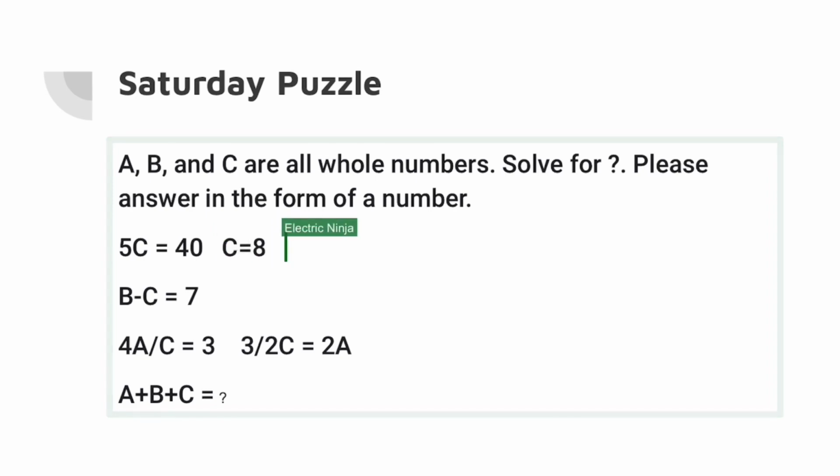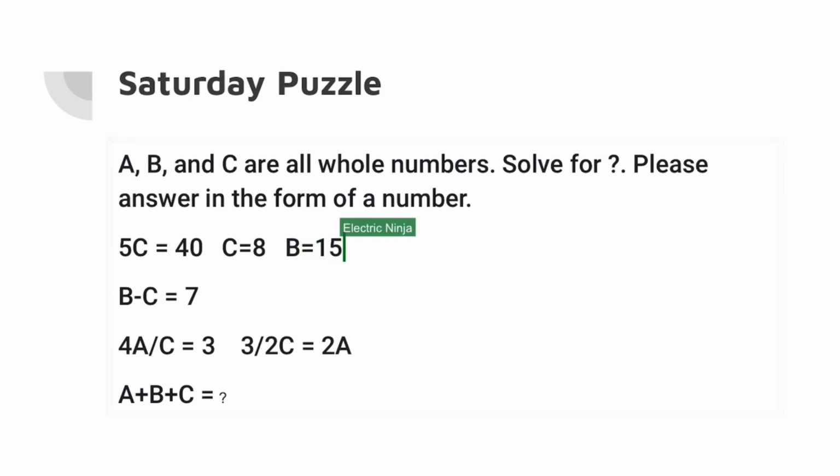Then we're going to go to B because this one's easy to do. B minus C is equal to 7. So B is going to be 15 because 15 minus 8 is 7. Okay, what is A? A is going to be something divided by 8 equals 3, but there's 4 of this something, so A is 6. And the reason why we know that is because 4 times 6 is 24, divided by 8 is 3.